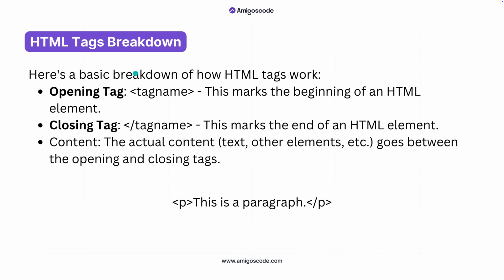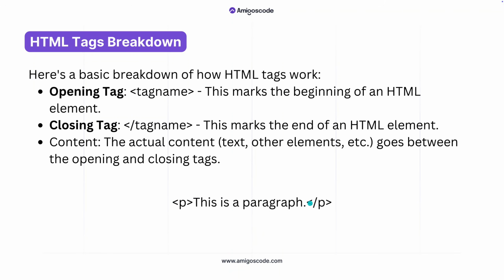And here's a breakdown. So we have the opening tag, and the tag name is tag name. Then we have the closing tag. It's the exact same thing: less sign, then / tag name, and then close. And then we have the content. The content is the actual data, the actual text. You saw this with the paragraph. This is how we've done it before. So we have less sign, p, close, and then this is the data.